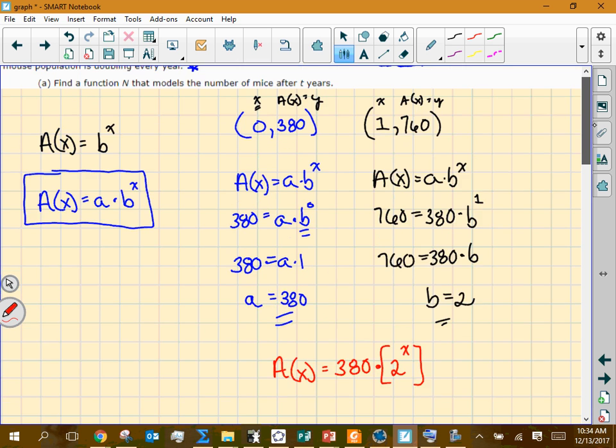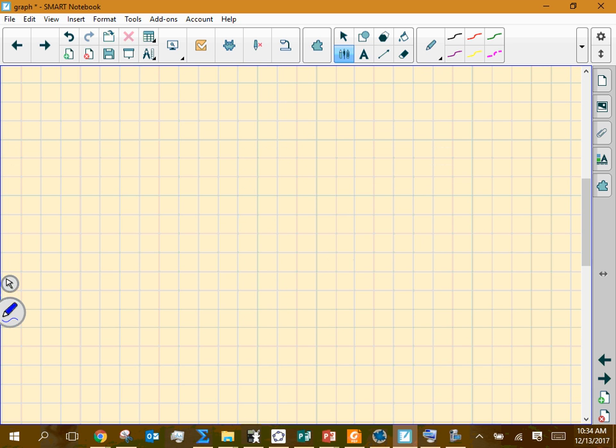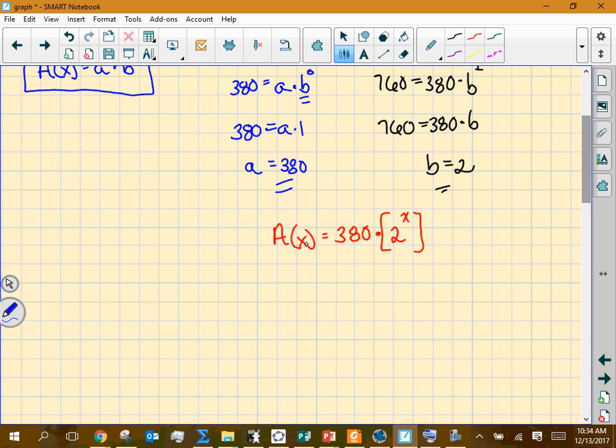Now, I did make a slight notation error here. They say use t for years, and I used x. So when you type this into your WebAssign, you're going to want to write a of t is equal to 380 times 2 to the t. And I think the next portion of that question asks, what is the population after 5 years or 10 years? Whatever that number is, you simply replace that t, type it in your calculator, and you get your quantity. Hopefully that helps.